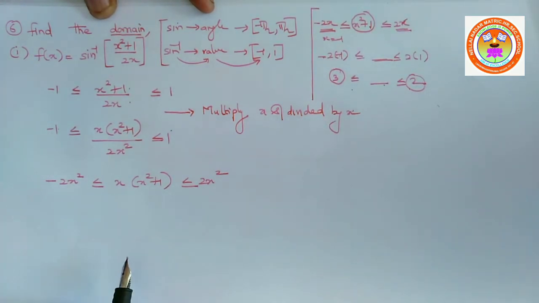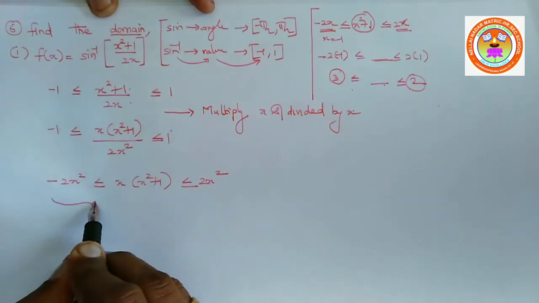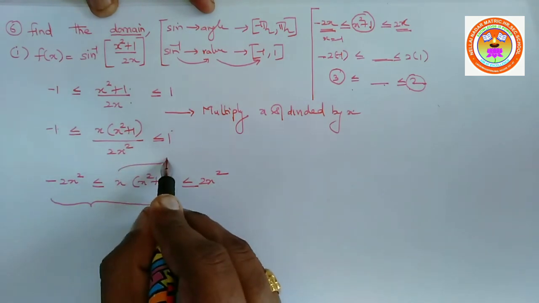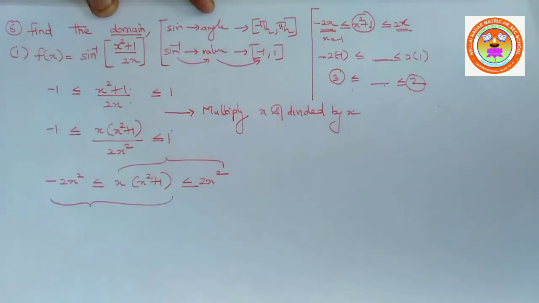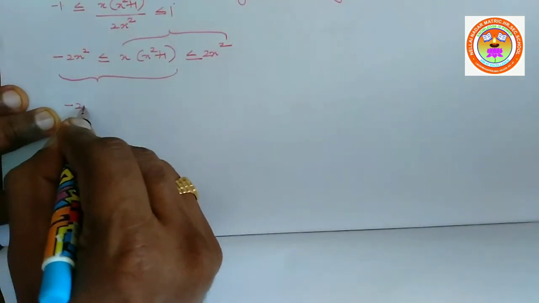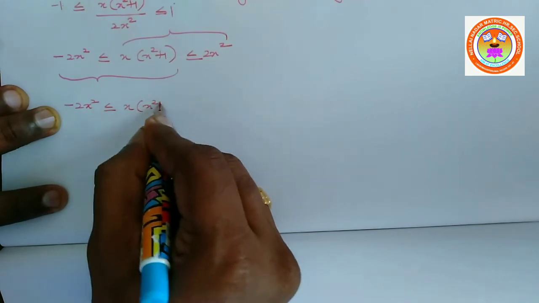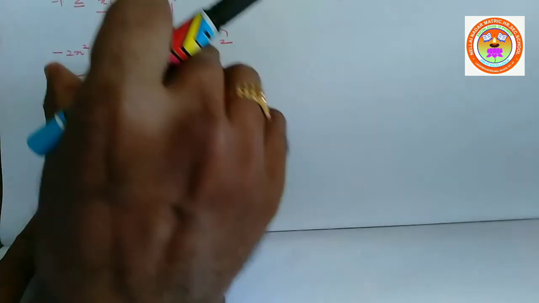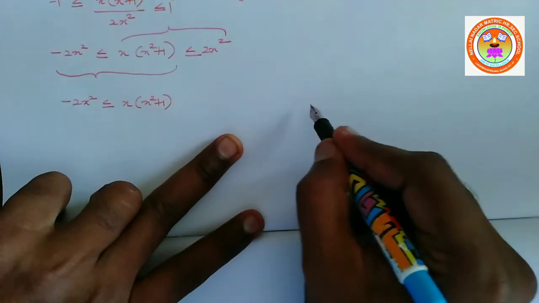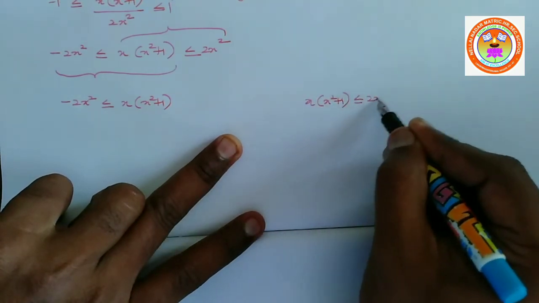So after that, what are you going to do? You can change the two values, and split it into part 1 and part 2. How? See here, minus 2x square is less than or equal to x into x square plus 1. This is the first part. The second part is x into x square plus 1 less than or equal to 2x square.